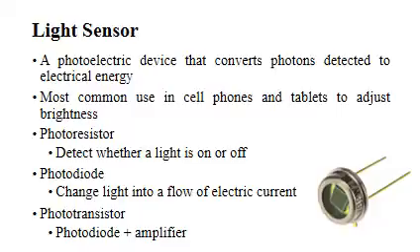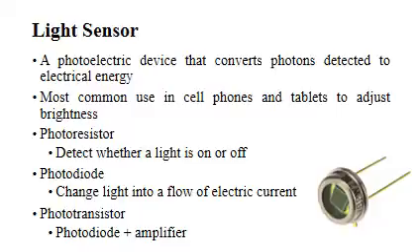A light sensor is a photoelectric device that converts light energy, that is photons, detected to electrical energy, that is electrons. Light sensors seem pretty simple. They sense the light just like a thermometer senses the temperature and a speedometer senses the speed. Temperature and speed are easy to comprehend because we sense them in a straightforward way. But light is very complicated.